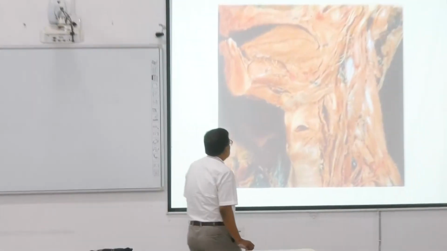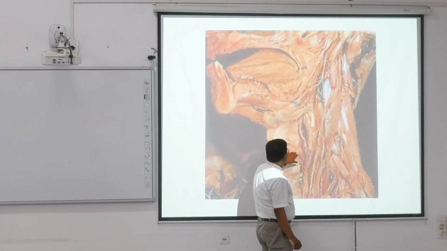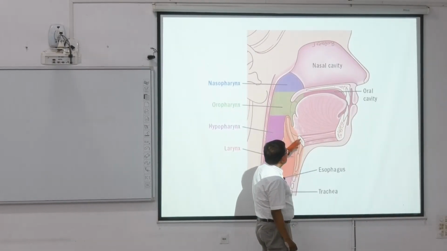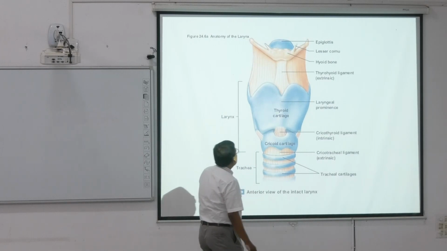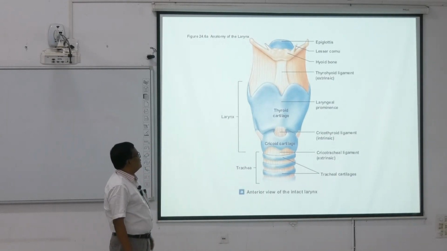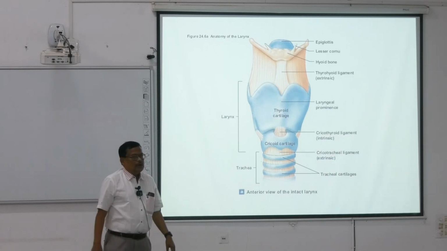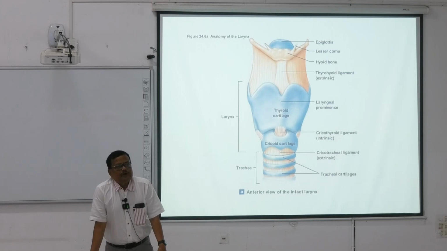So this is the larynx. Now, this is the frontal view of the larynx. I have already told you, the larynx is made up of cartilages, muscles, nerves, vessels, and ligaments.